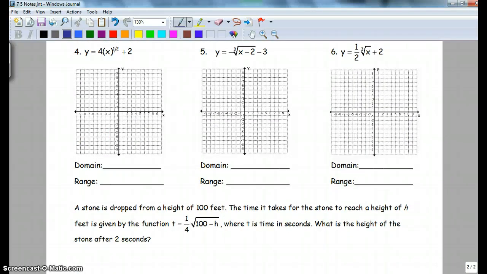All right, go ahead, give these 3 a shot. We'll talk about, or rather, the last 4. There's also a word problem. Give these last 4 a shot. We'll talk about those in class.